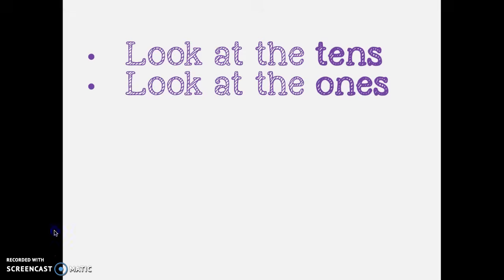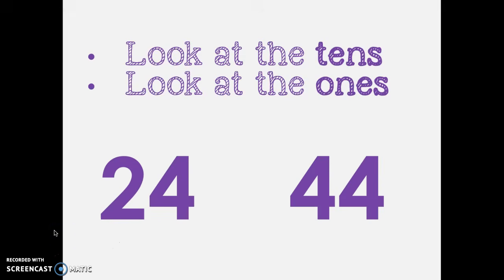Here we go. Let's see. I have 24 and 44. Friend, I want you to look at the tens, and then if you need to, look at the ones. And I want you to point on your screen which one's the bigger. Did you choose 44? Oh, well, good job. That's right, 44 is greater because there are 4 tens in 44 and only 2 tens in 24.